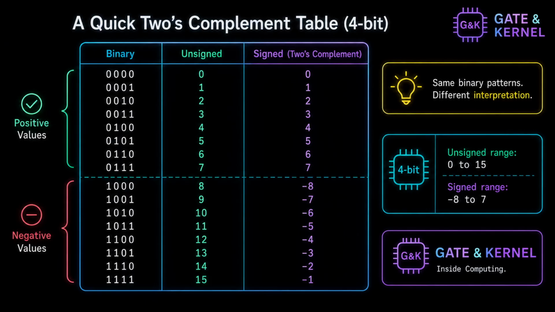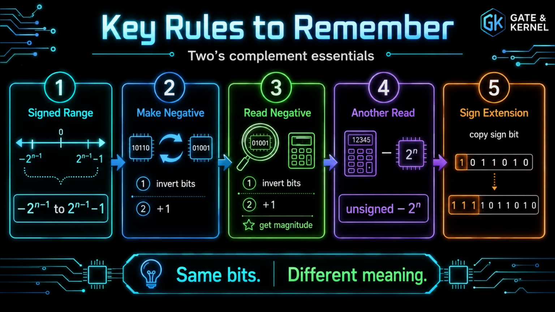Chapter 26. A quick 2's complement table. A 4-bit example makes the pattern easy to see. From 0000 through 0111, signed and unsigned interpretations are the same, 0 through 7. Then the signed interpretation changes. 1000 is unsigned 8, but signed -8. 1001 is unsigned 9, but signed -7. The pattern continues until 1111, which is unsigned 15 but signed -1. The important idea is simple: the binary patterns stay the same. Only their interpretation changes.